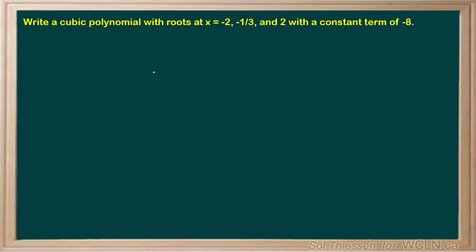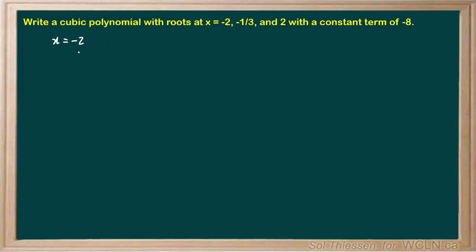Write a cubic polynomial with roots at x equals -2, -1/3, and 2 with a constant term of -8. Okay, so the first step to solving this problem is going to be to determine the factors corresponding to these roots. So we're going to take each root and try to get 0 on one side of the equals sign.